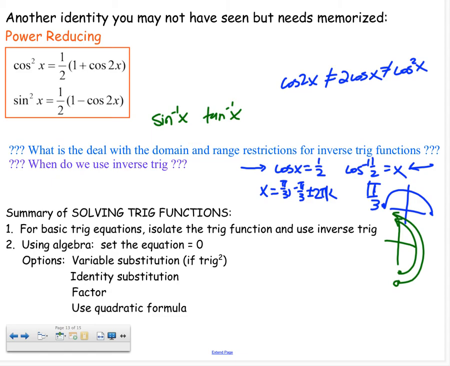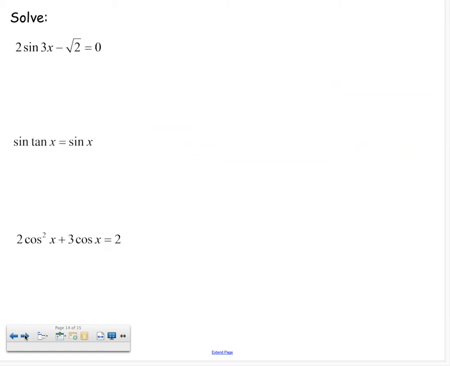The thing about solving trig equations is that sometimes you have to play, and you don't always choose the best thing right off the bat. Maybe there is an easier way. You have to try something and see if you can get there. So we're going to do some examples together.